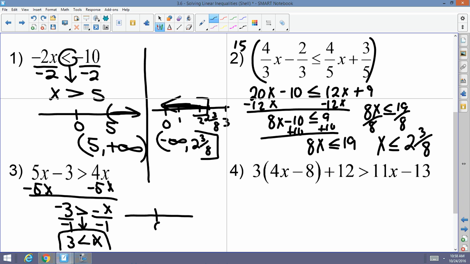So here's my 0. Here's my 3. Open parentheses because it's greater than, to the right. And my solution would be parentheses 3, comma, positive infinity. Is everyone seeing this so far? Is everyone with me? Promise?